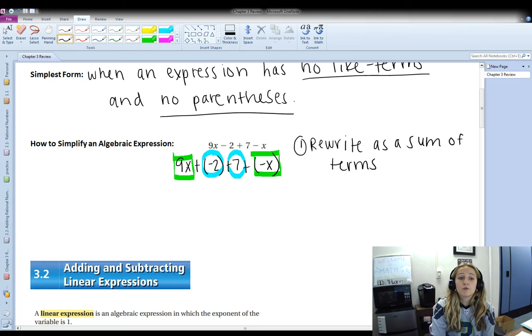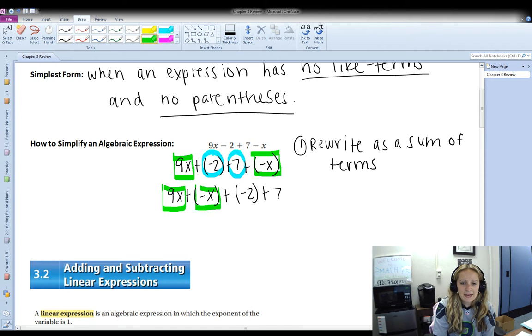From here, if we want to simplify it, we want to rearrange so that our like terms are next to each other. So I'm just literally rearranging so that if I were to put the boxes around them again, the same shapes would actually be next to each other. And now, again, paying very close attention to signs. And we can use calculators, remember, so use your calculator if you're ever confused. 9x plus negative x, that's going to equal 8x. And then negative 2 plus 7, that is going to give me a positive 5.